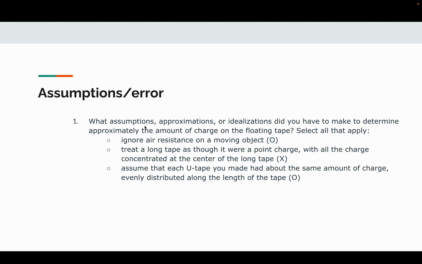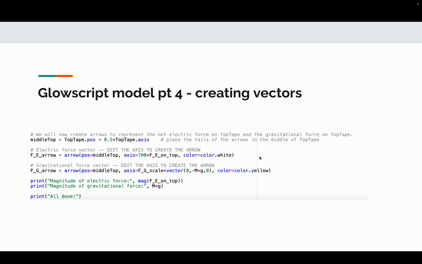For assumptions and error, we ignore air resistance on the moving object, as we only account for force of gravity and force electric. If we were to account for air resistance, we would assume that force electric or force gravity would both be stronger, as air resistance does account for a pull on the tape. We do not treat the long tape as if it was a point charge, as discussed earlier. And all the charge is not concentrated at the center of the long tape, as we are able to find a multitude of charges and calculate the force electric per charge, as seen in the superposition for GlowScript.